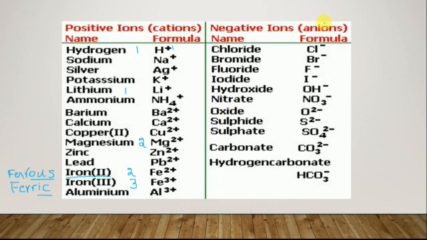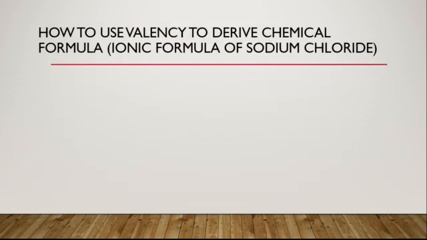Similarly, for anions, for chloride, it is minus, which means the valency is 1. For sulfate, it is 2 minus, so the valency is 2 and so on. So students, take a screenshot of this table as this is very important to derive the chemical formula. So we are going to begin by deriving the ionic formula of sodium chloride.